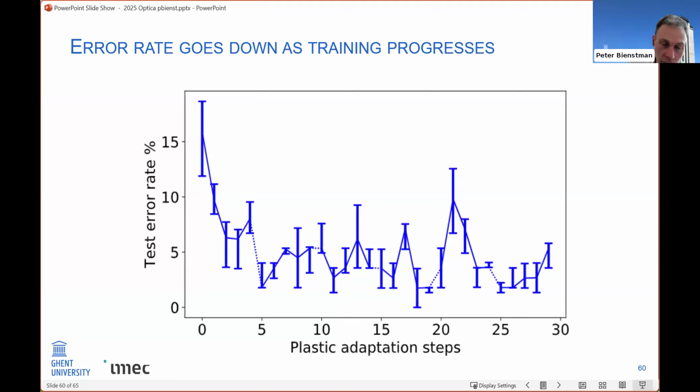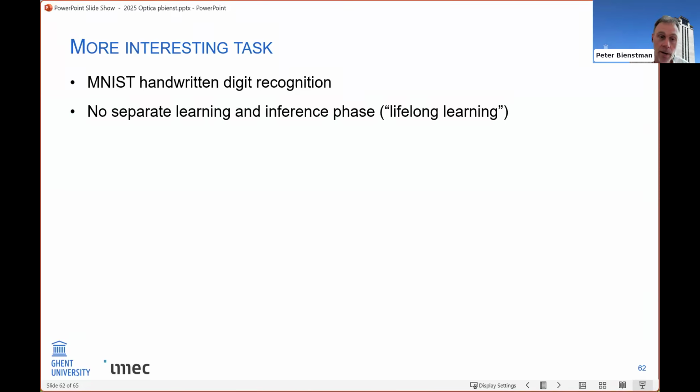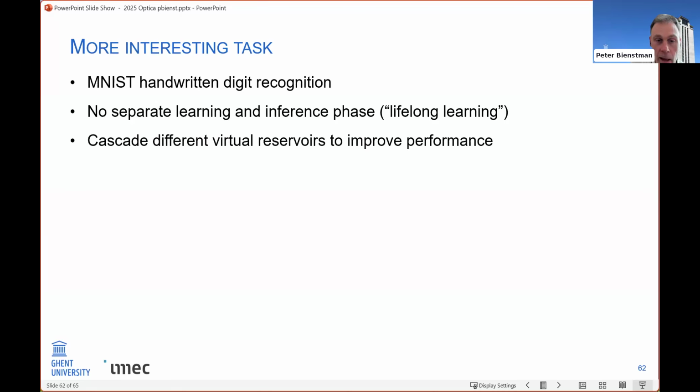Of course, this is an extremely boring task, doesn't really tell us anything that we can use for something more interesting. So this is why we're looking at the so-called MNIST handwritten digit recognition task. So also there we cannot really play this trick with having a final bit which is high or whatever. So what we're going to do is have the system always operate in its plastic phase, so no longer separate learning and inference phases going on. So lifelong learning if you want.